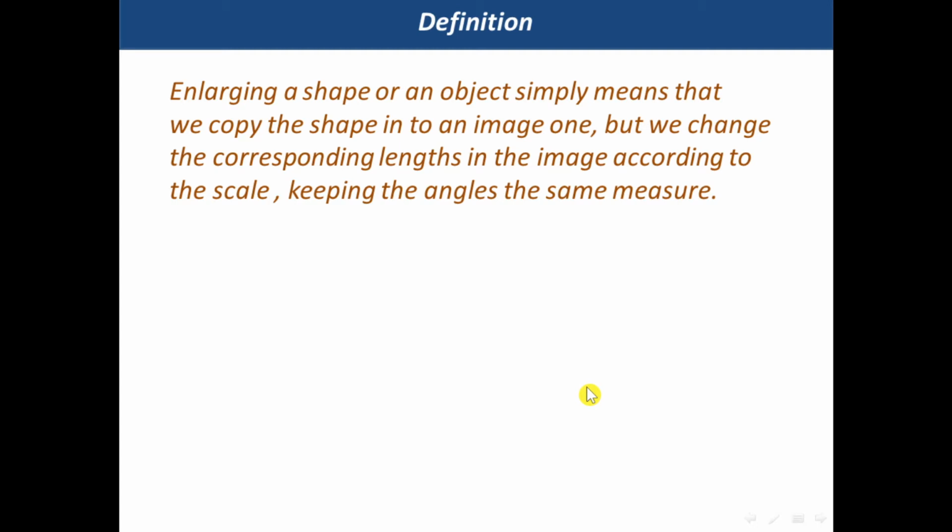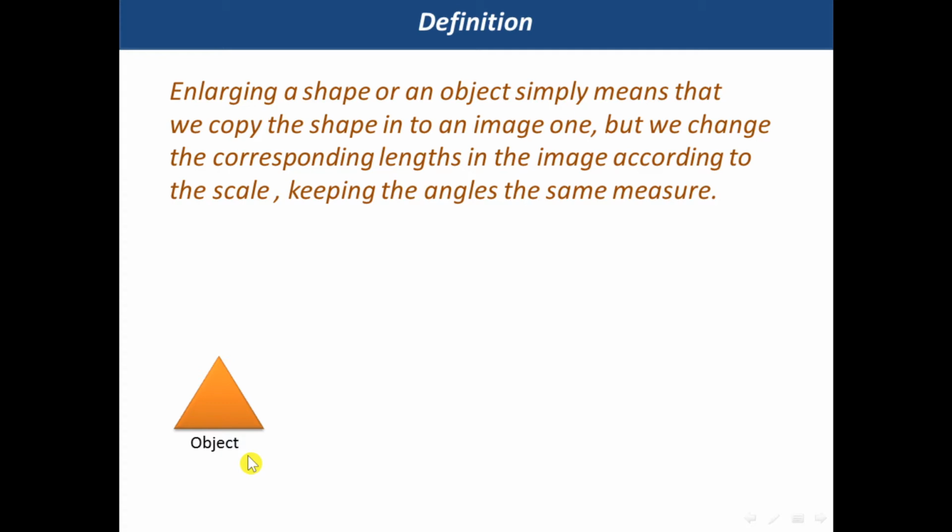What's enlarging a shape? Enlarging a shape or an object is simply increasing the size of this object, keeping in consideration that the measurement of the angles will stay the same. They will never change. So where does the change take place? Only on the sides of the object or the shape. For example, if you have this pyramid here, an equilateral triangle, the angles are 60, 60, 60. They will stay the same, but the length of the side will be increased.